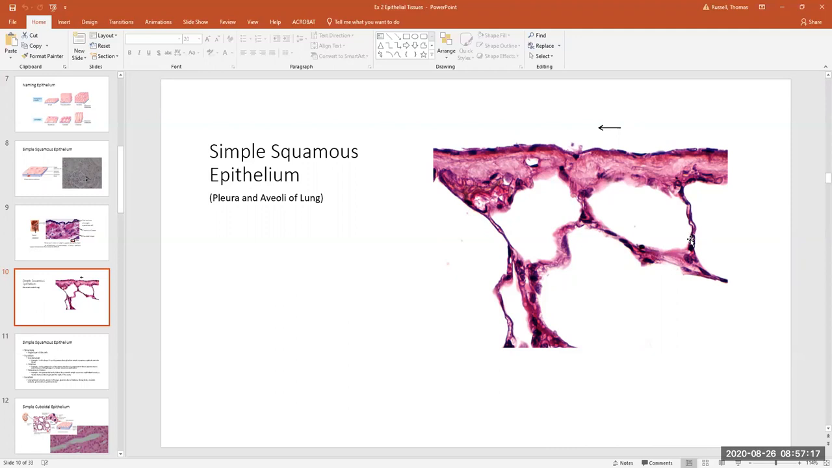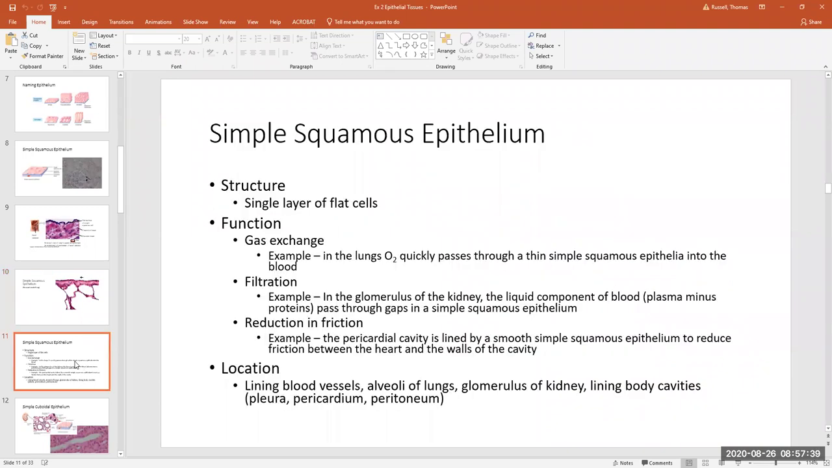So these are simple squamous epithelial cells right here. And these are simple squamous epithelial cells at the top. So those simple squamous cells are all flattened out when we look at them from the side view. I'm going to have to show you another picture to show you what it looks like from the top view, and I'm going to do that when we're done. But let's go through the information concerning simple squamous epithelial tissues.